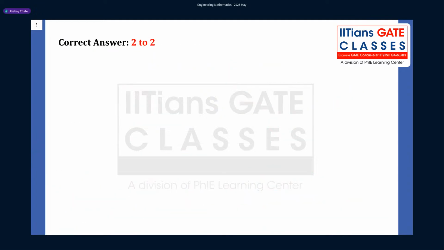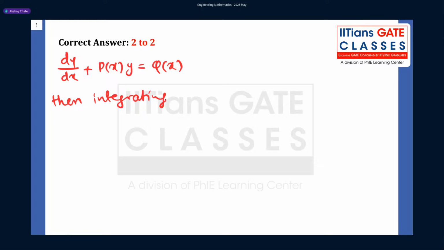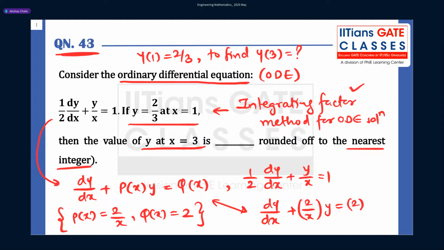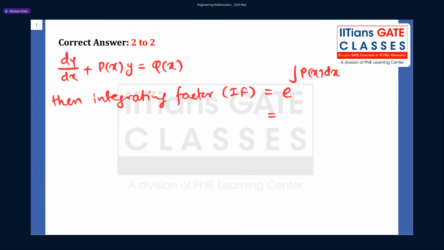So there is a standard procedure to solve this. If you have dy by dx plus p of x into y equal to q of x, then the integrating factor, we use IF as the abbreviation for this, is given as e to the power integration of p of x dx. Sorry, not q, apologies, it is p of x dx. Here p of x is 2 by x, so you need to find e to the power integral of 2 by x dx.